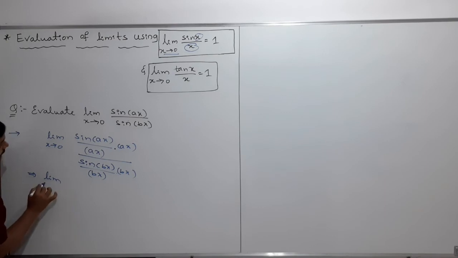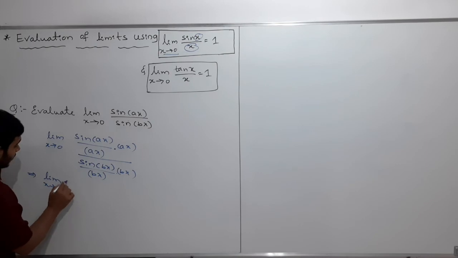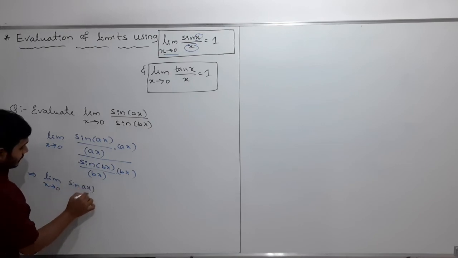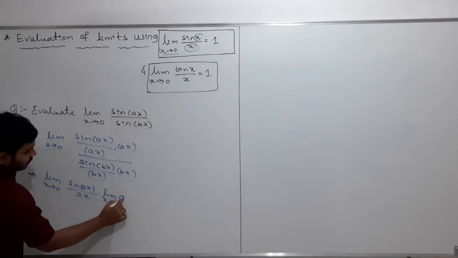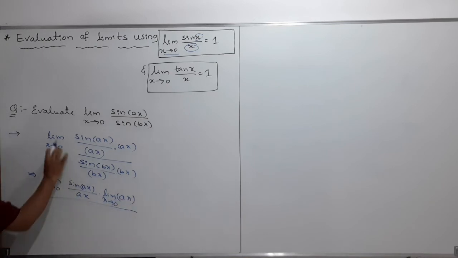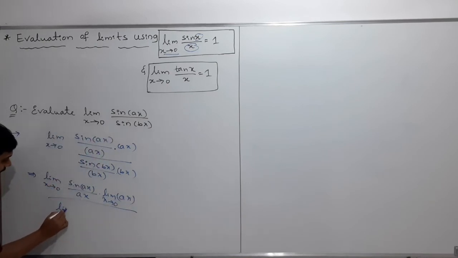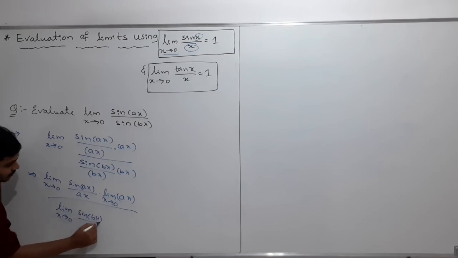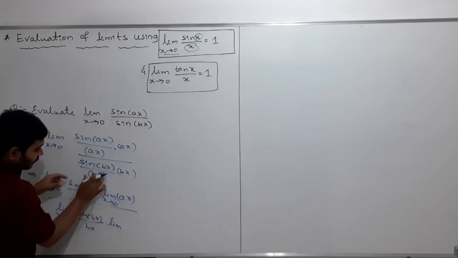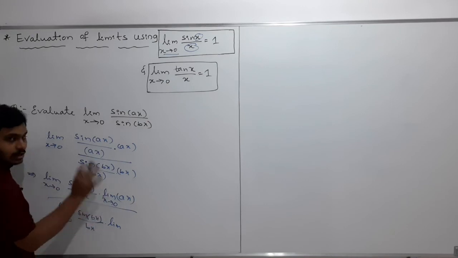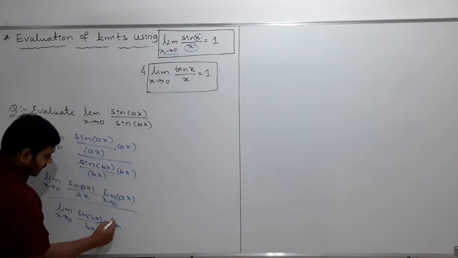So limit as x tends to 0. We can write sine of ax whole divided by ax, into the limit as x tends to 0 of ax, whole divided by the limit as x tends to 0 of sine of bx whole divided by bx, into the limit of bx. I am taking the numerator and denominator separately. If we have a product of two functions, we can write it like this. That all we discussed in the algebra of limits. Clear? We can write by splitting.